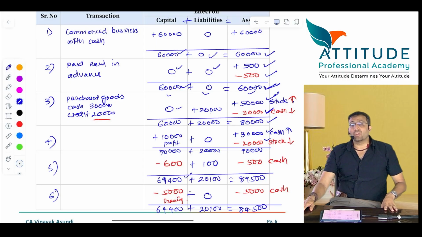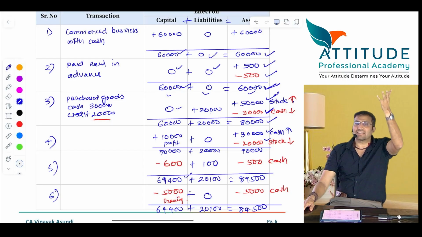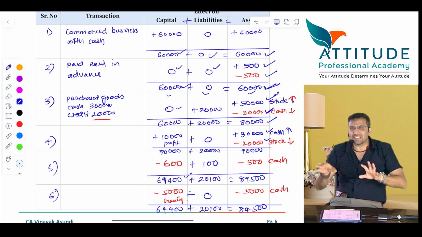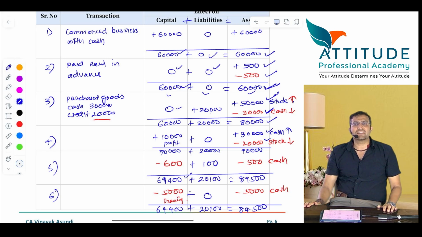Cash account debit. Debtors account credit. So one asset increases, and debtors is also an asset. Debtors will reduce. So one asset increases, another asset reduces by the same amount. Net effect is 0.